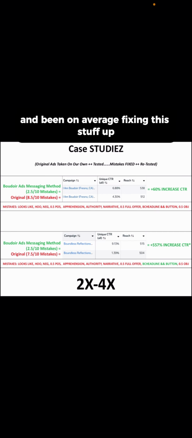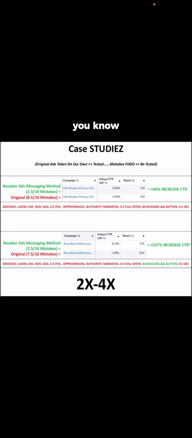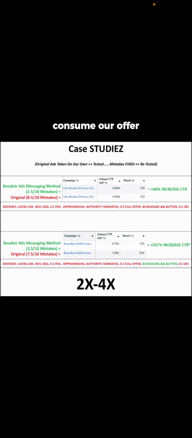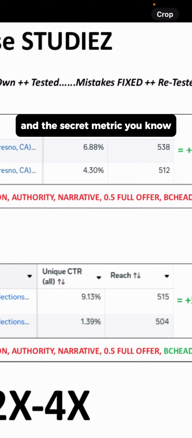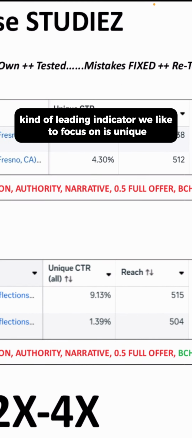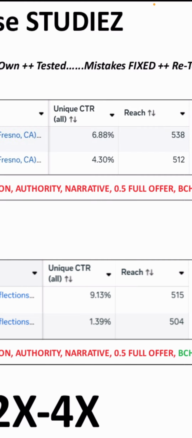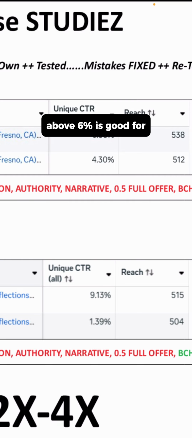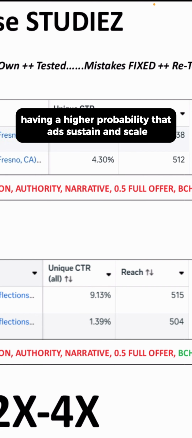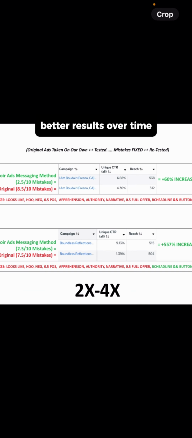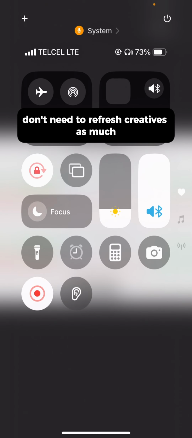On average, fixing this stuff up, we're able to 2 to 4x the number of women that come in, consume the ad, consume our ad copy, and consume our offer with the same ad spend. The secret metric, the leading indicator we like to focus on, is unique CTR all, which is basically the metric that everyone misses. Below 6% is bad, above 6% is good for having a higher probability that ads sustain and scale. AKA same ad spend, better results over time. Don't need to refresh creatives as much.